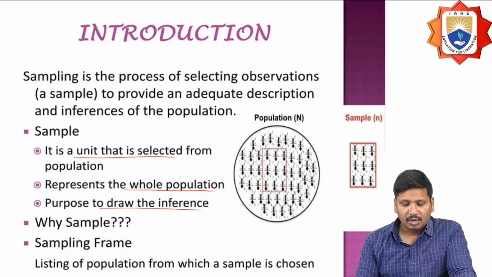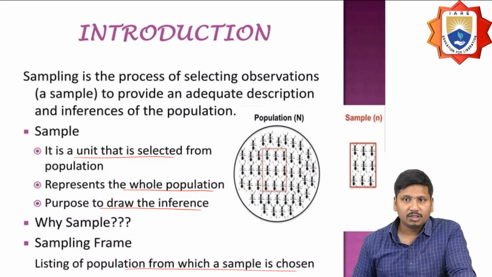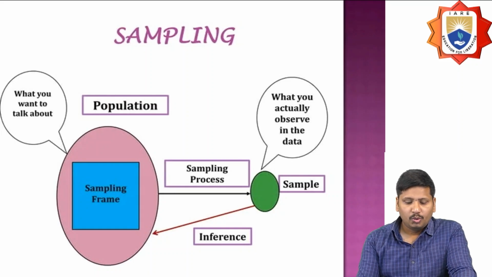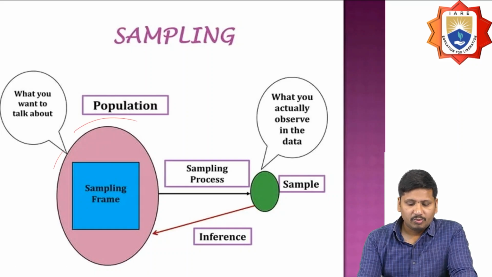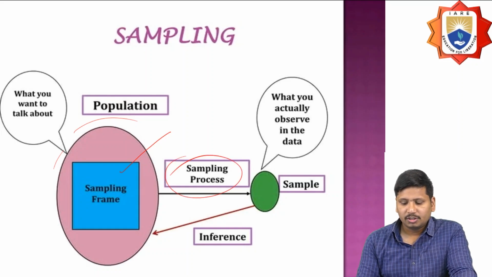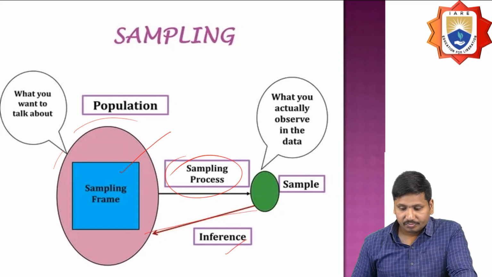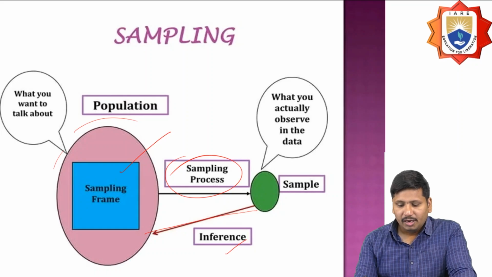And what are sampling and the sampling frame? The list of the population from which the sample is chosen is the sampling frame. The sampling process looks like this. We have a population here, from this population we select the sampling frame, and from this we extract the sample. That is called the sampling process, and this sample gives the inference about the population. The sample represents what you actually observe in the data.